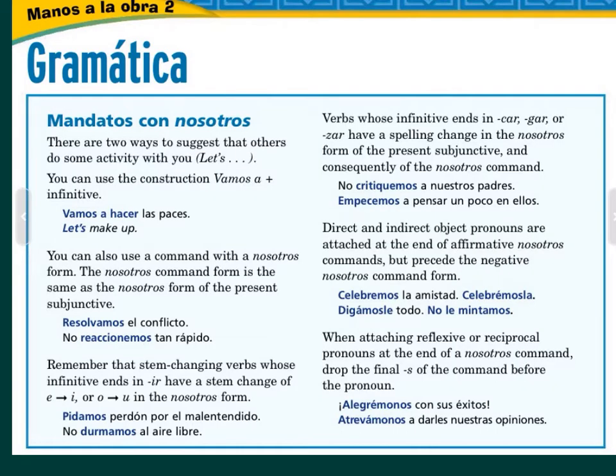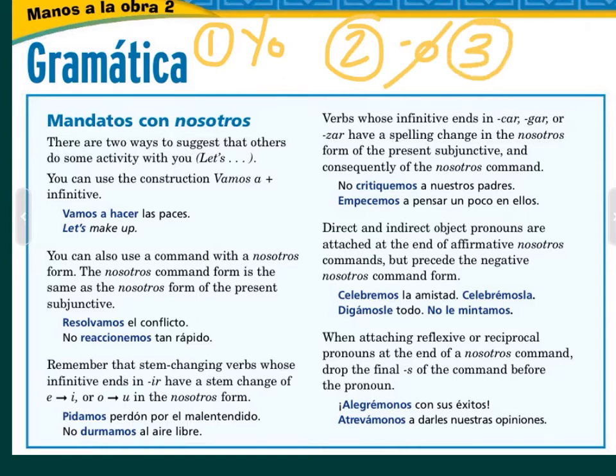So we form nosotros commands in much the same way that we formed our usted and ustedes commands, which means there's a three-step process. Step one is go to the yo form. Step two, we take off the O. And step three, we put the opposite ending. So our AR verbs get emos, and our ER and IR verbs get amos endings. Okay?